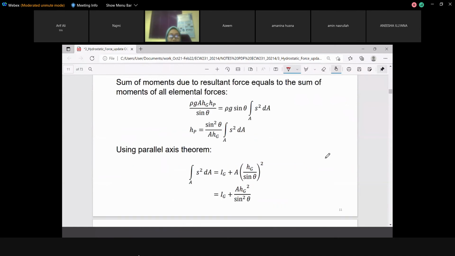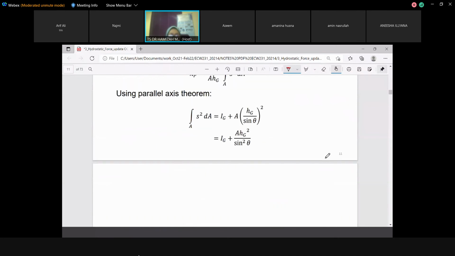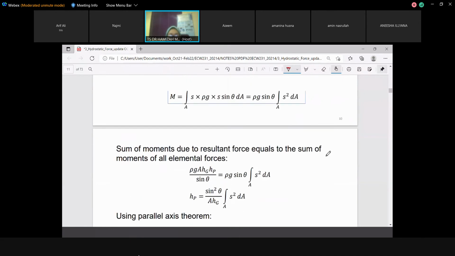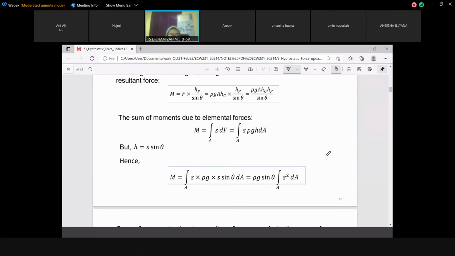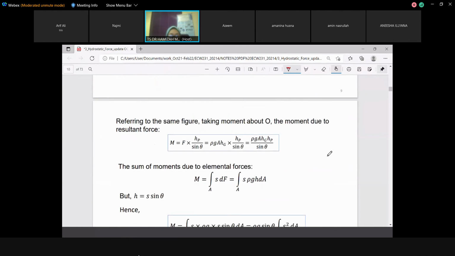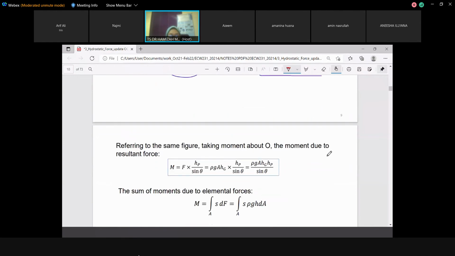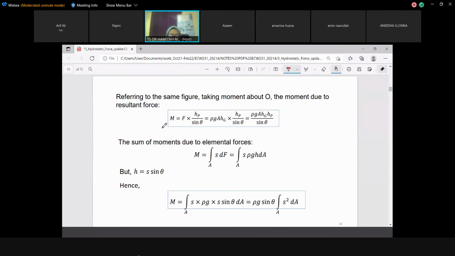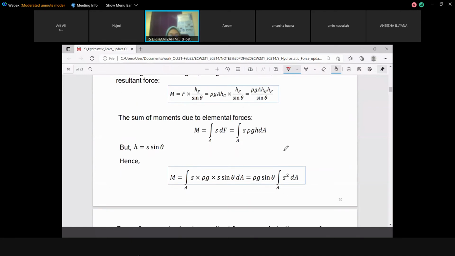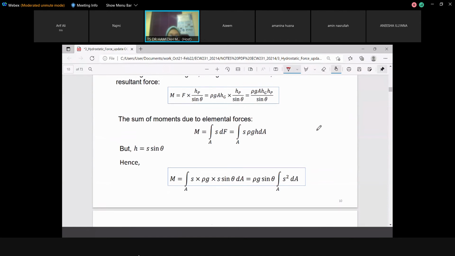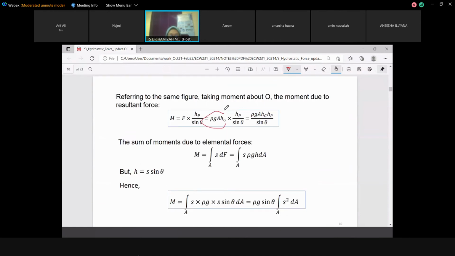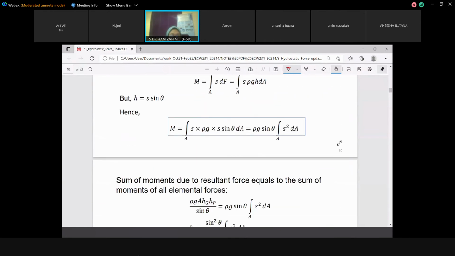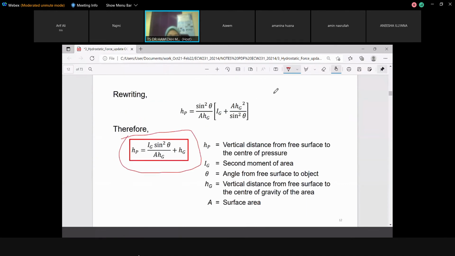Okay, so next, how we determine the center of pressure length, HP, length for center of pressure. Then this is the derivation of the formula. We integrate the formula of rho g hg area. Okay, so therefore this is the formula to find the HP. Okay, why we need to know the HP? Sebab kita nak tahu location of the pressure.